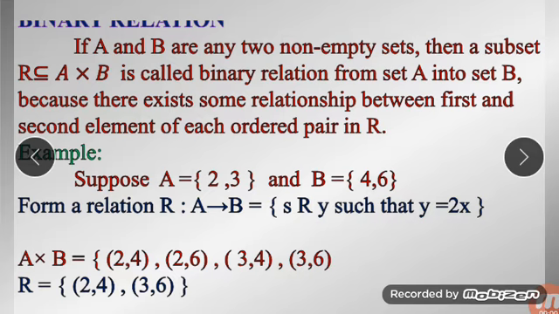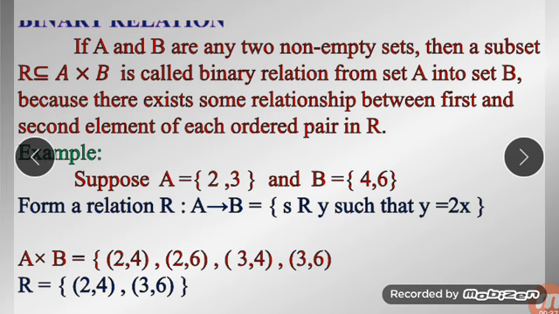So we cannot find the relation until the Cartesian product is met, because the set of Cartesian product consists of all the relations, whereas the set of relation consists of some specific relation, which is given here as y should be double of x. So first of all, let's have the Cartesian product between the A and B sets. So 2 with 4, then 2 with 6, 3 with 4, and 3 with 6.